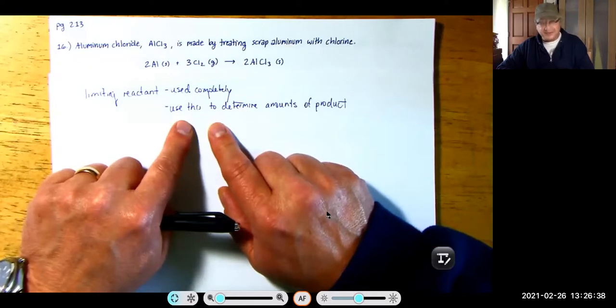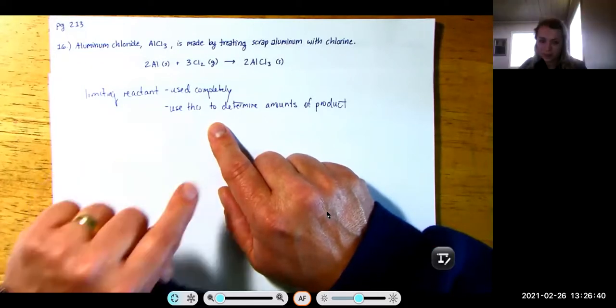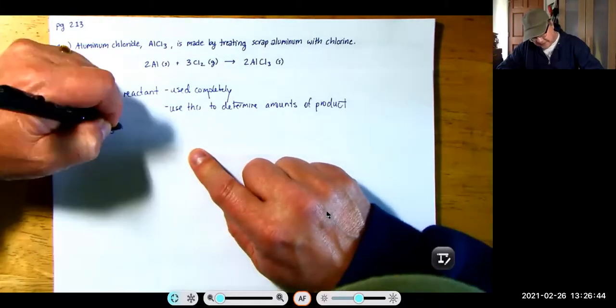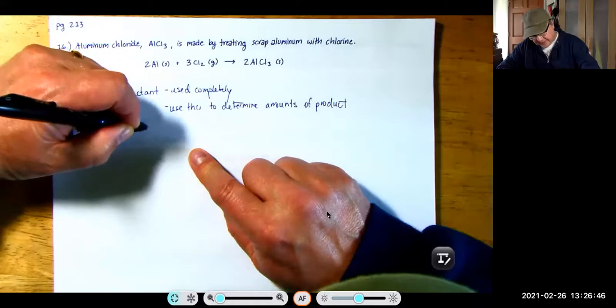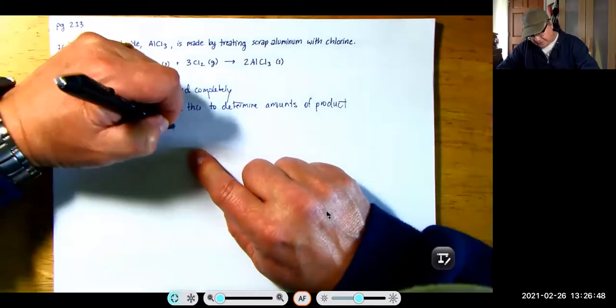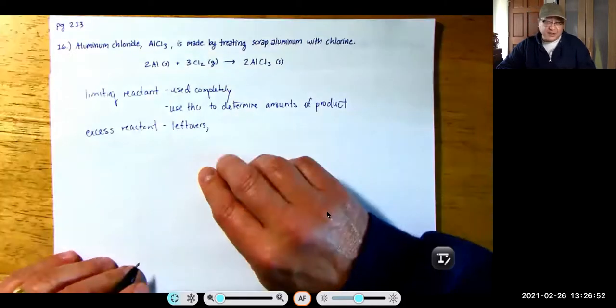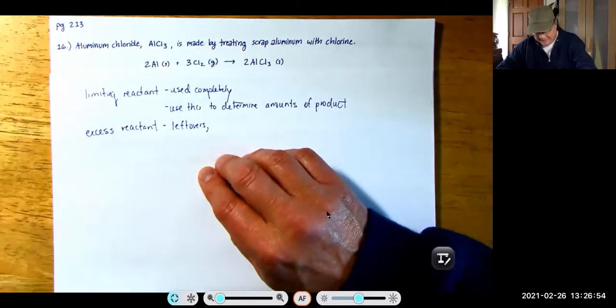Does that kind of make sense? Yeah, that makes complete sense. Okay, so the excess reactant, we have leftovers. And why do we have leftovers? Because the limiting reactant ran out.